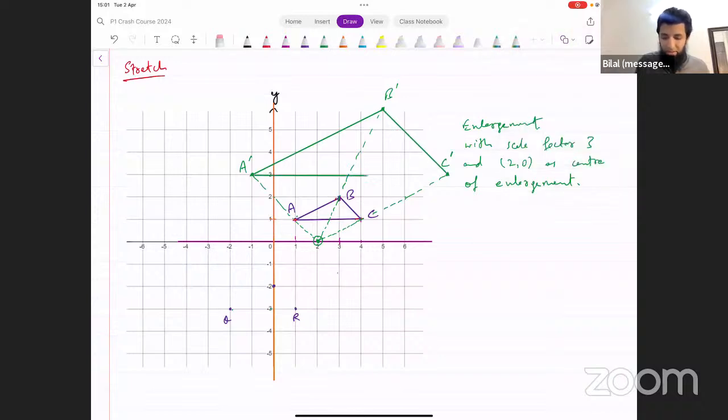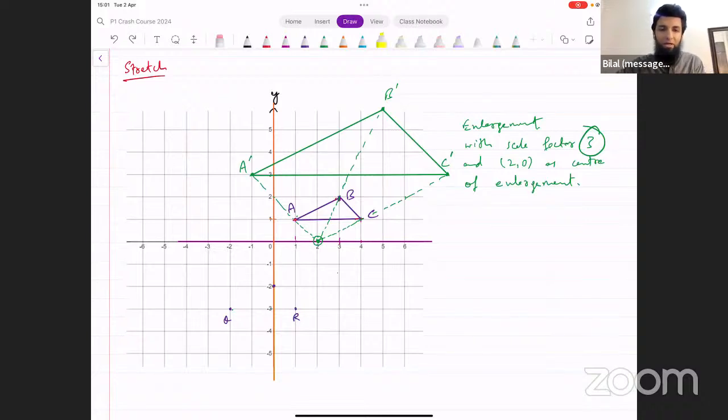Now, what used to happen in enlargement, whatever the scale factor was, the length of this diagram would change by that factor. So for instance, the length AC was 3 units earlier. Now it has become 9 units. Whatever the length of AB was earlier, now it would be 3 times that. And whatever the length of BC was earlier, now it would be 3 times that. So every single side of this diagram gets multiplied by 3. And your whole figure is enlarged like this, right? That's how you used to do enlargement.